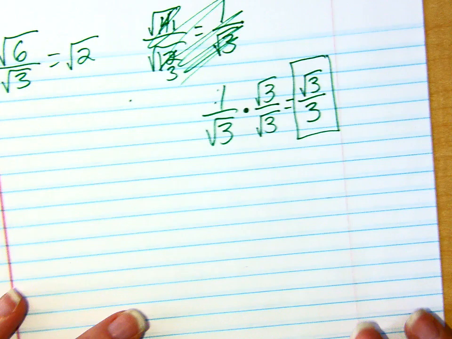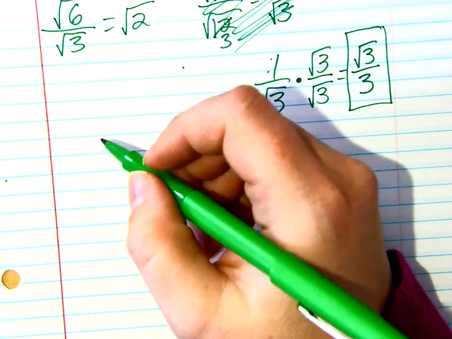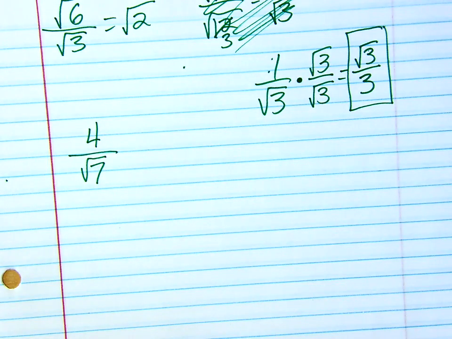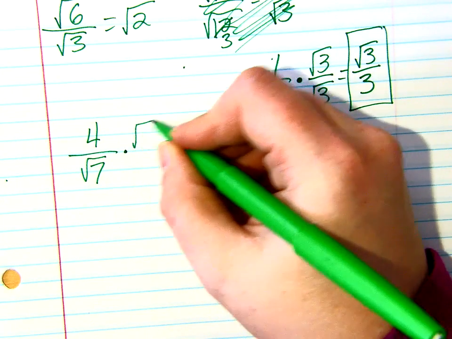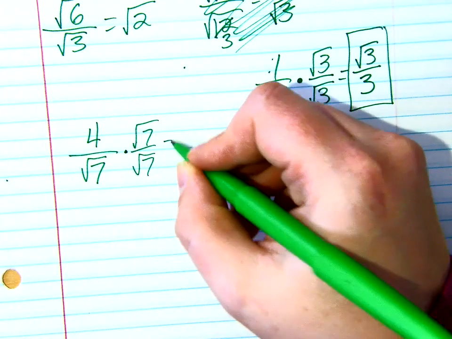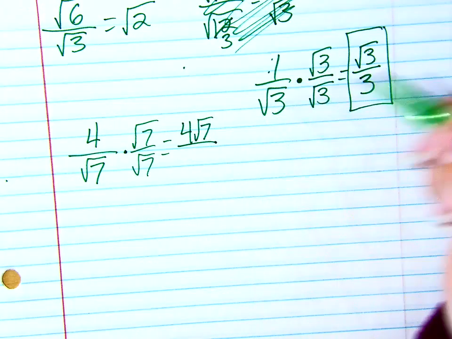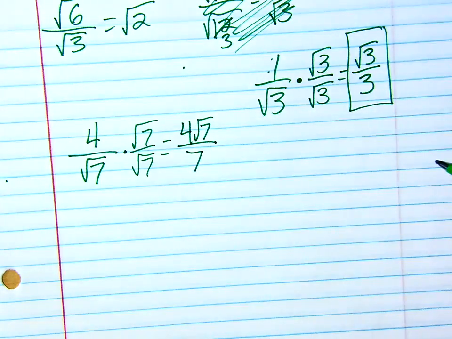So, let's try another one. Say I had, I don't know, 4 over the square root of 7. What am I going to multiply by? Square root of 7 over square root of 7. And my new numerator would be 4 root 7. And what's in the denominator? 7. Perfect. Now, here's a good question.